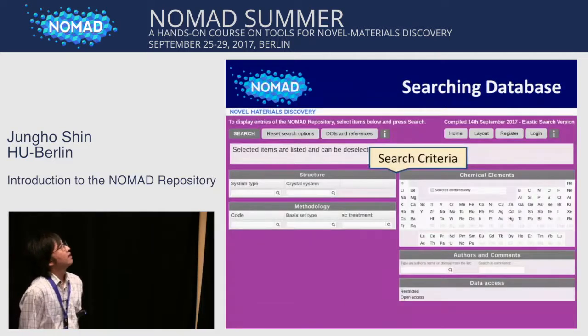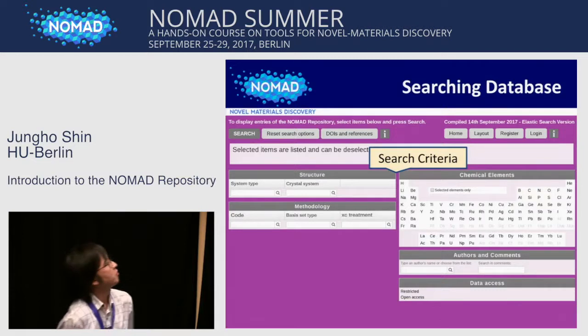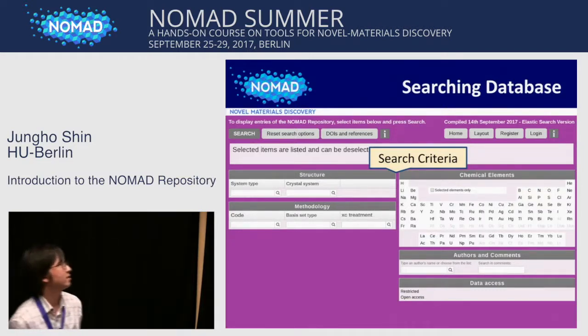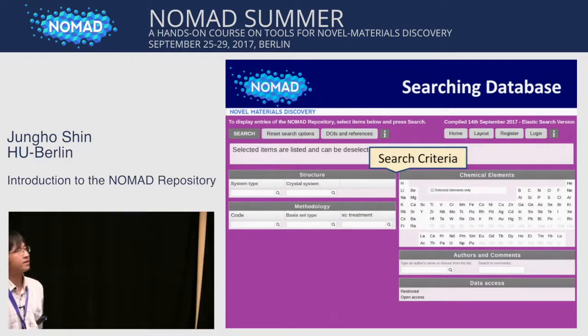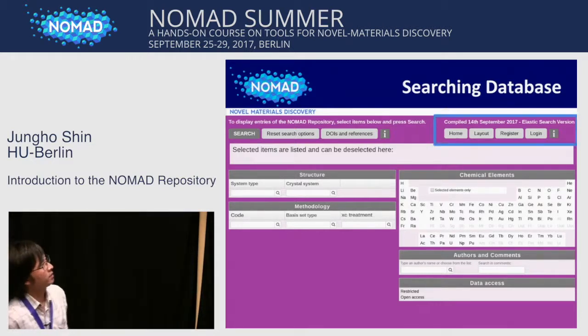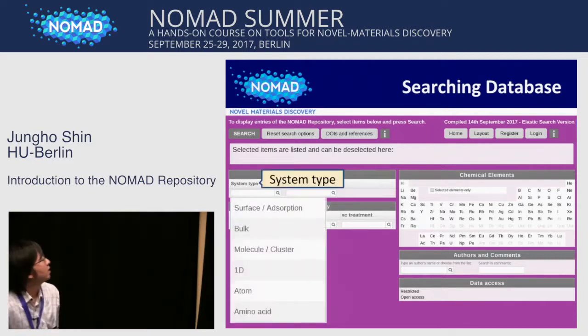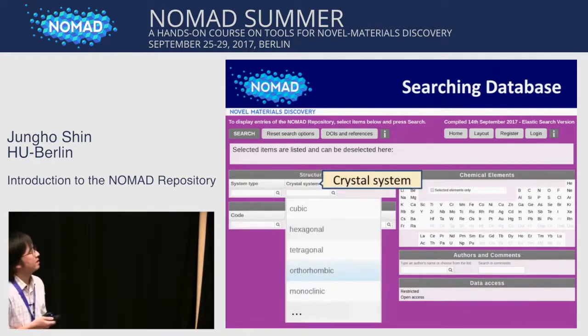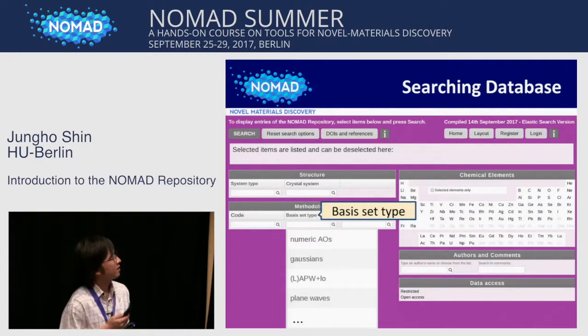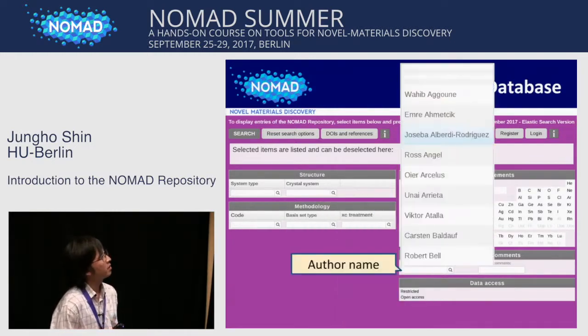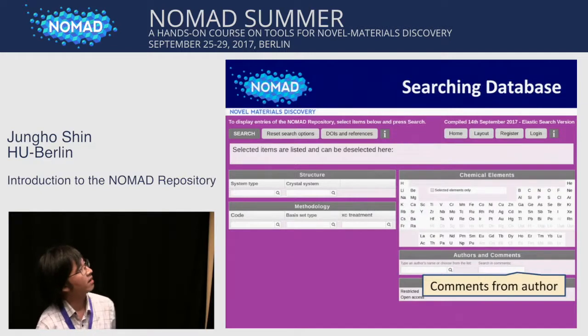That's it. And also, by using our GUI, you can browse our database with certain search criteria here. First, just make sure that without logging into your account, you can use this service. If you click here on system type, you can choose one of them. And also for crystal system, for code, basis set type, and exit treatment, and for author name and comment.